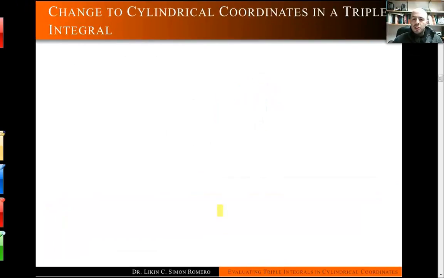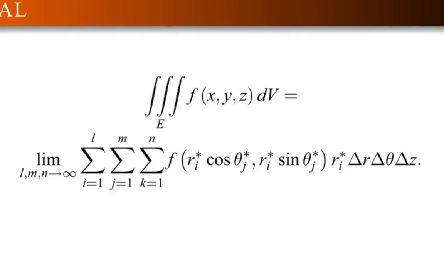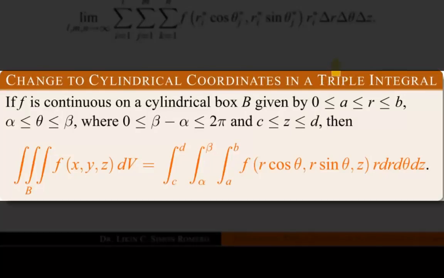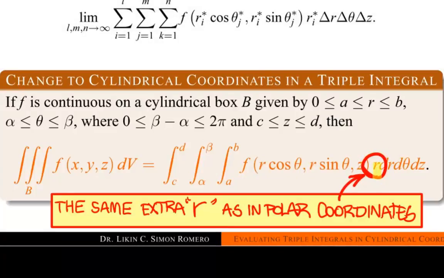So in order to change to cylindrical coordinates in a triple integral, the only thing that we have to do, well, if you remember, we can define the triple integral in cylindrical coordinates using Riemann sums, and that's going to give us the formula. So the formula is going to be just given by this. You have to change x and y into r cosine of theta and r sine of theta, changing everything into polar coordinates, and then just adding an extra r as in polar coordinates. This is every time that you're trying to integrate over a cylindrical box. In other words, r moves from a number to a number, theta moves from a number to a number, and z moves from a number to a number.